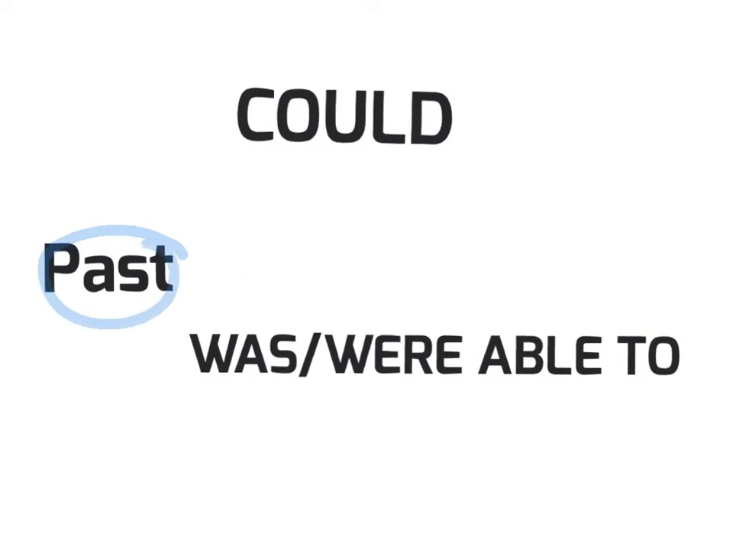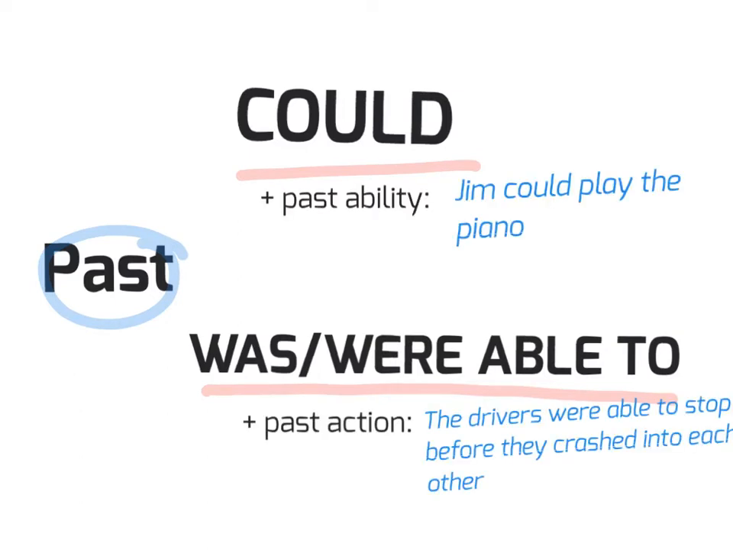And in the past we have could and was/were able to. But in this case, there are some differences in meaning. For example, in affirmative sentences, we can use for past ability could. Jim could play the piano. But we could also say Jim was able to play the piano because for past ability both are correct.